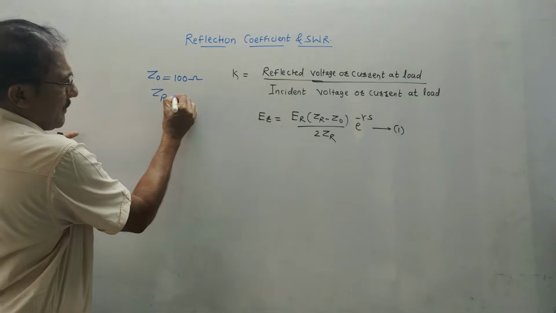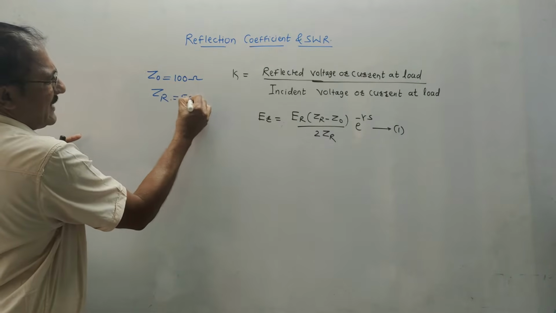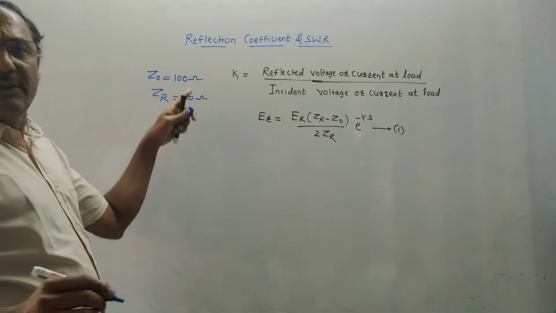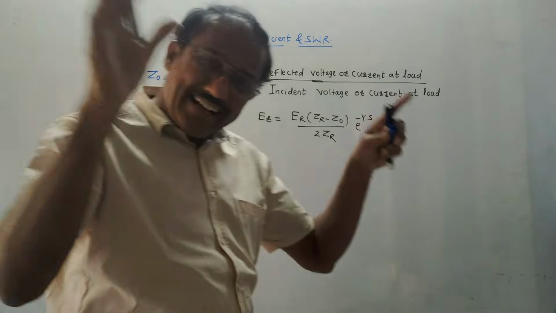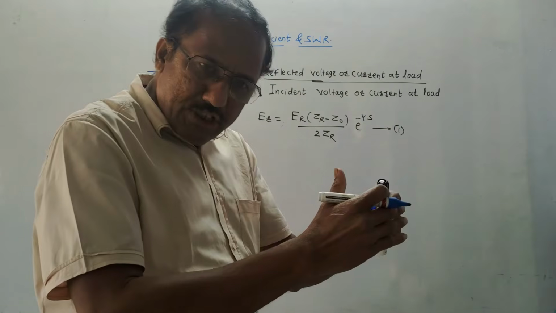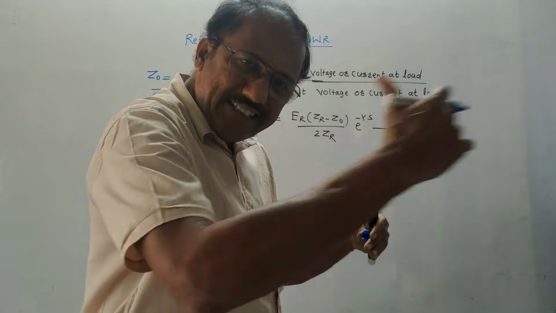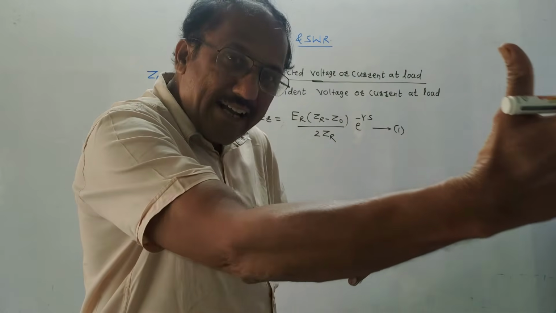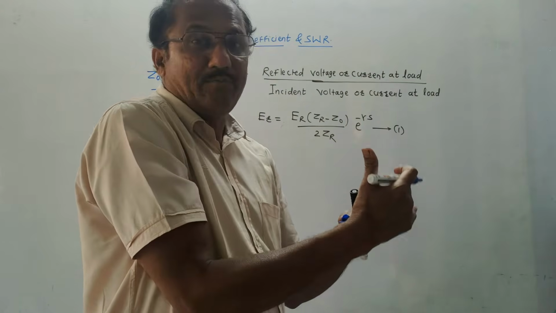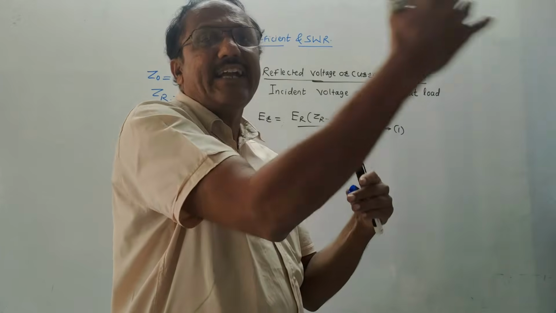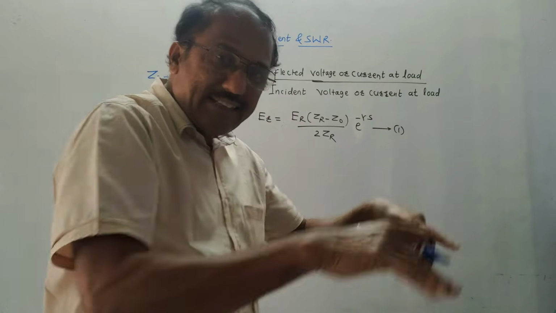Suppose instead of connecting Z0, I connect some other value, let us say 50 ohm. In that case the wave which is getting transmitted and reaching the receiver will get reflected back. This is known as the reflected waveform. Why is this taking place?